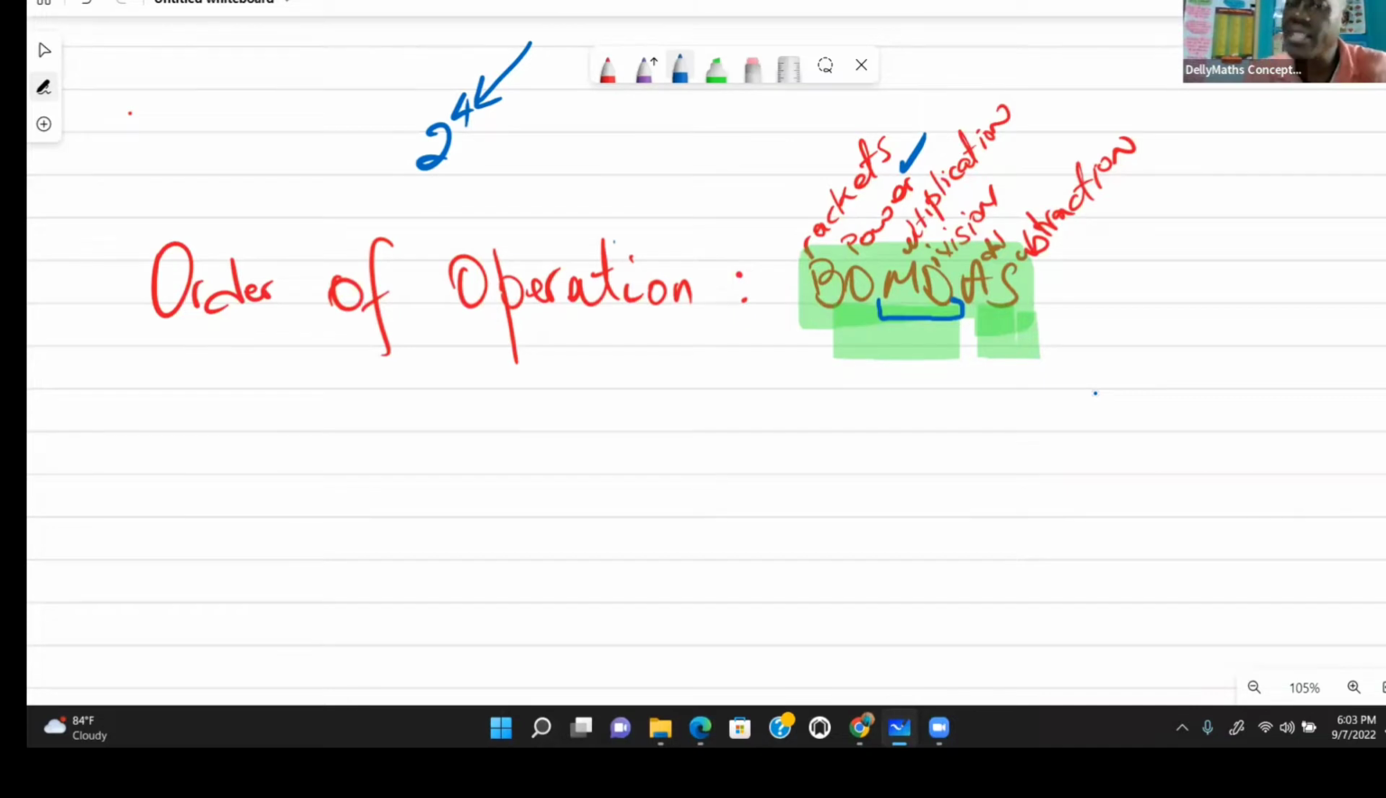And we're going to look at some examples. Also, addition and subtraction, they are the last level, and none is more important than the other. So if the addition comes first, you deal with it. If the subtraction comes first, you deal with it. All right. So now let's just go and look at some more questions we're picking up.